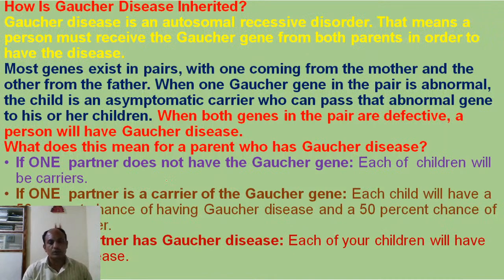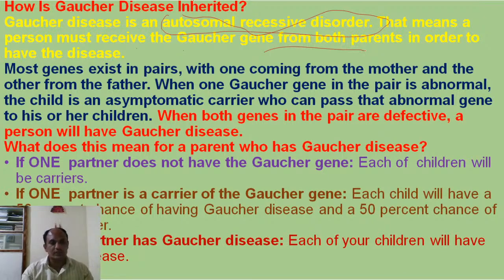So how is Gaucher disease inherited, or how does it get transmitted from parents to their progeny? Gaucher disease is an autosomal recessive disorder. It means the person must receive the Gaucher gene from both parents for the disease to occur. If both parents have the Gaucher gene in their bodies, and the genes from both parents get transmitted to the offspring, then the offspring can suffer from Gaucher disease.